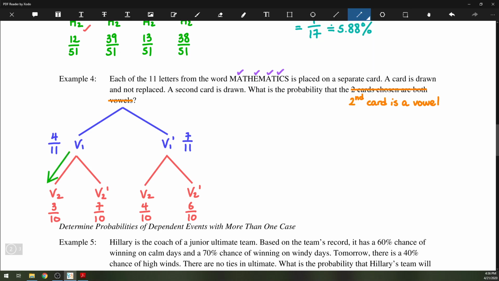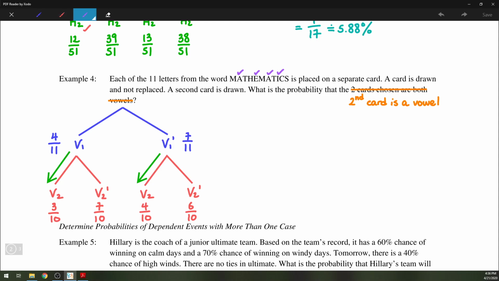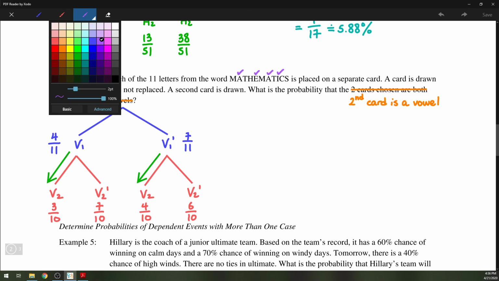So yeah, this branch is a possibility, and this branch is a possibility. We're not looking to see what the first card was. We just care that the second one is a vowel. So how does that look? Well, we have to consider both cases.